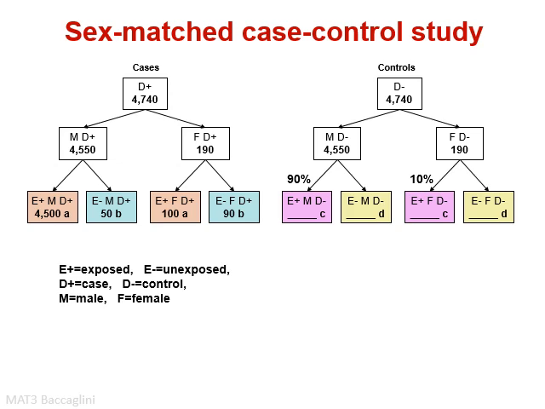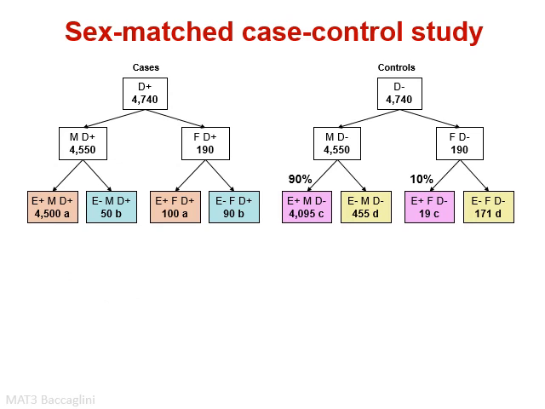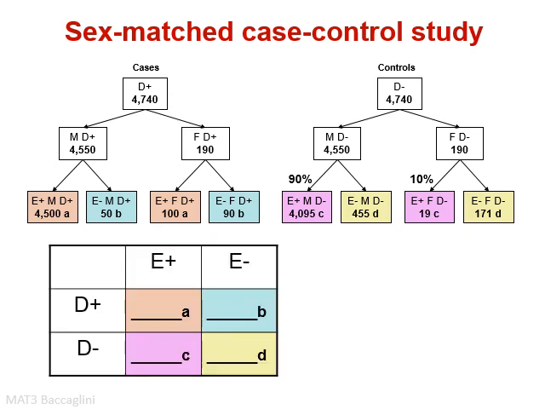Controls represent the exposure distribution in the source population, so we know that 90% of male controls will be exposed and 10% of female controls will be exposed. That is because we know it from the population. So we can calculate that, and these are the new numbers. From here, we can develop a 2x2 table.